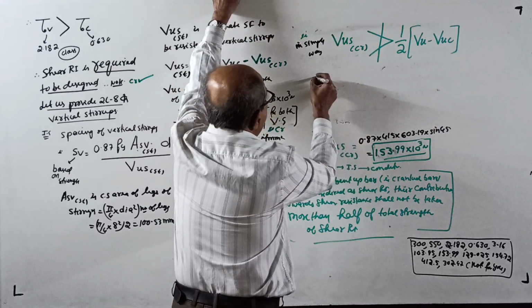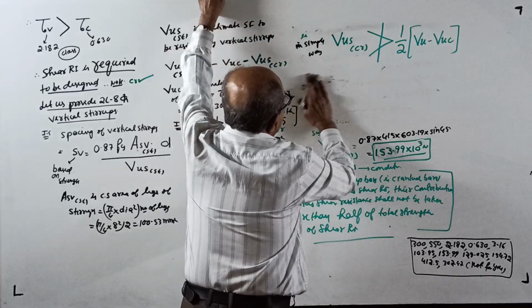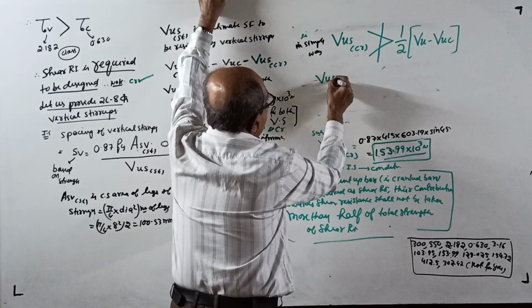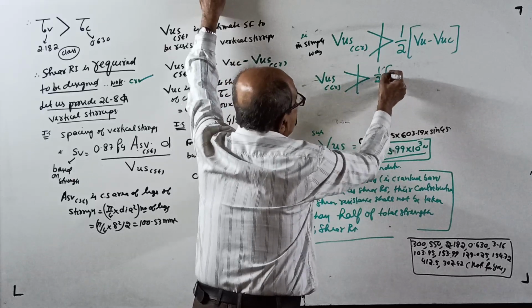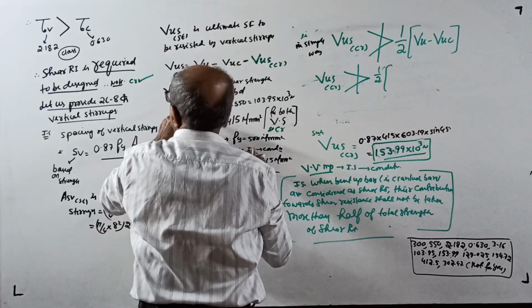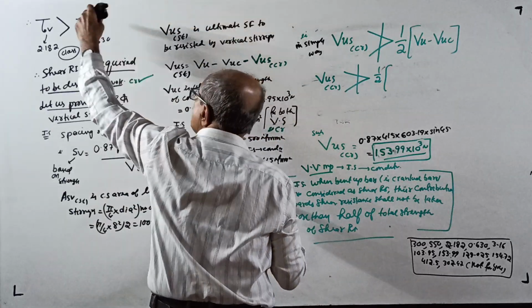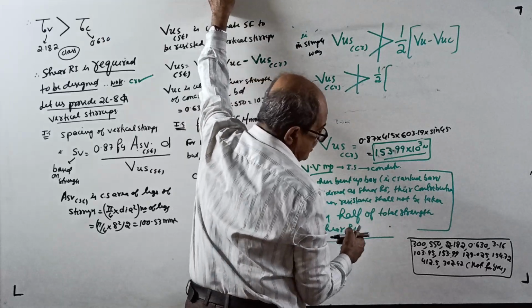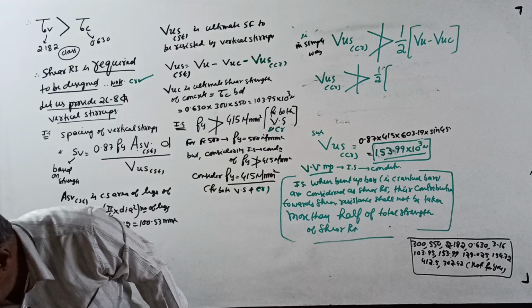Right here. That is VUS, same color. That is VUSCR, which shall not be taken more than half of VU minus VUC. Where is VU? I forgot now. Where is the VU value first of all? I know the tau V value, no? I can calculate the VU value.